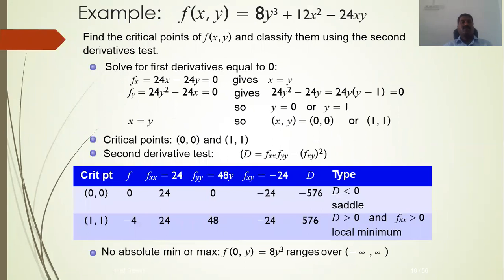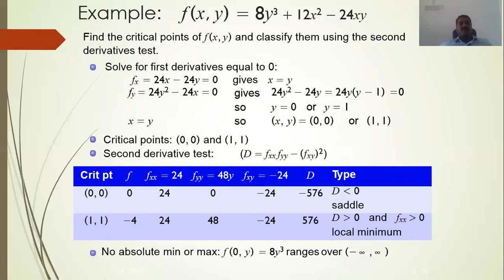Take another example. f(x,y) equal to 8y cubed plus 12x squared minus 24xy. Let's find the gradient of f. So fx equal to 24x minus 24y and fy equal to 24y squared minus 24x. Setting fx equal to 0 implies x equal to y. Plug in x equal to y in the second case. fy equal to 0 implies 24y squared minus 24y equals 0, which implies 24 times y times (y minus 1) equals 0, which implies y equal to 0 or y equal to 1. Couple that with x equal to y, so we get (0, 0) and (1, 1). These are the two critical points.